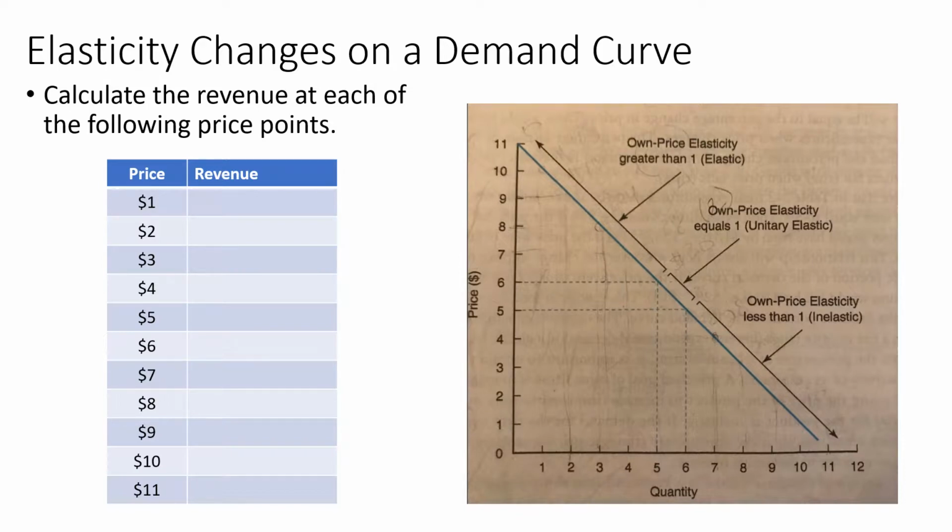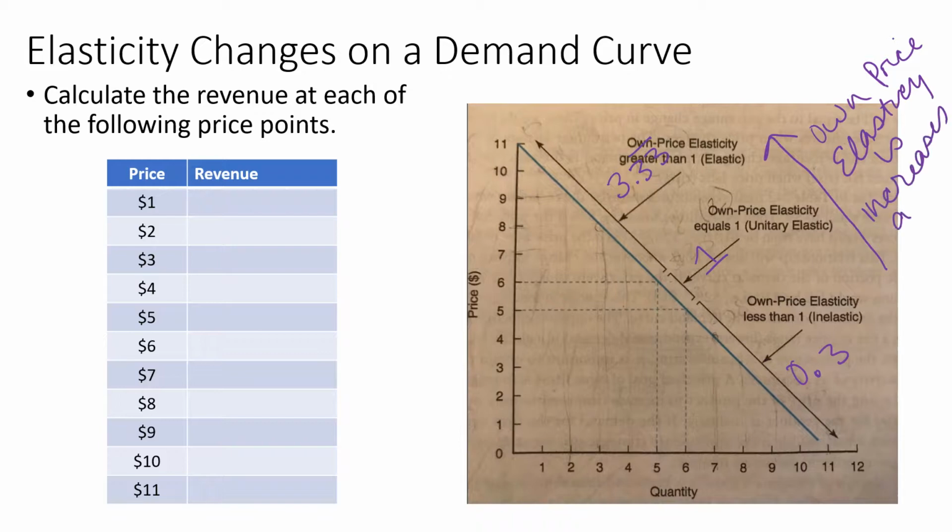Okay, so real quick, I'm going to write in, this was 0.3, this was 1, and at this point we had 3.33. So we can see that the own price elasticity is increasing as we raise prices. Okay, so let's go ahead and calculate the revenue at each of these price points.